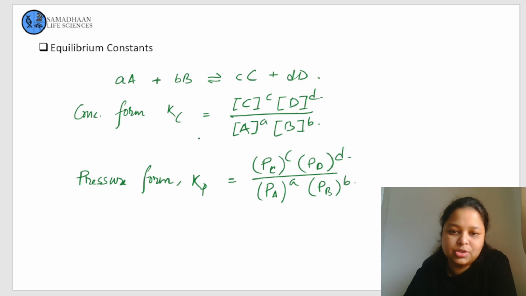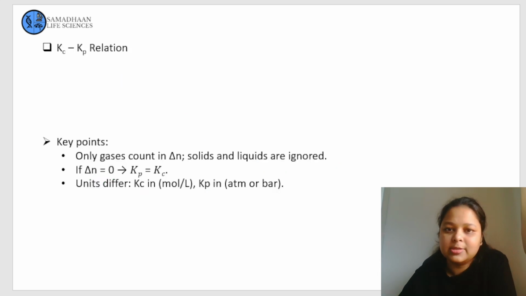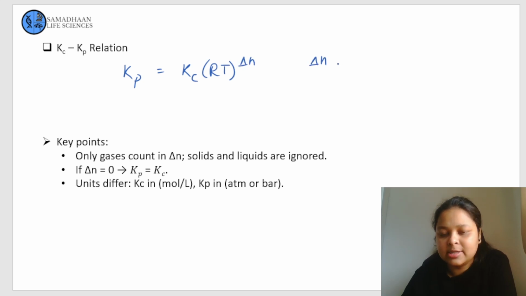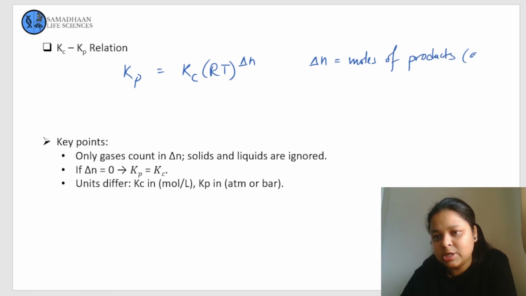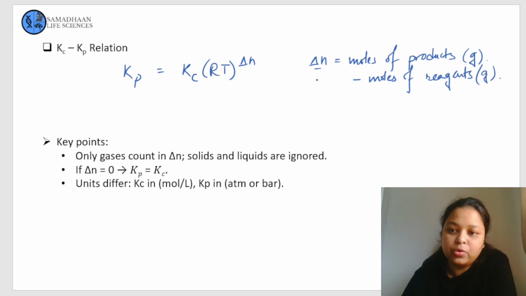Now we can connect these two equilibrium constants with a simple equation, which is Kp is equal to Kc into RT to the power delta n. Now this delta n is the difference between moles of products and reagents. So we can write delta n is equal to moles of products which are in gaseous state minus moles of reagents which are also in gaseous state. So for delta n, we will only consider the products and reagents which are in gaseous state.